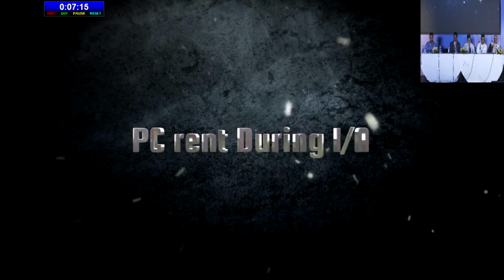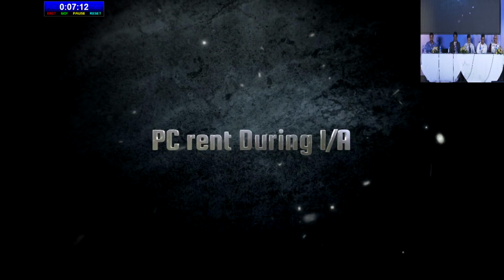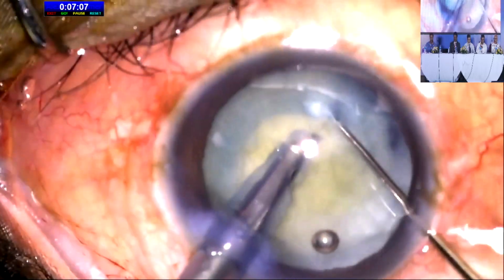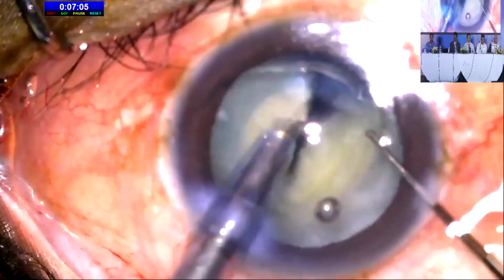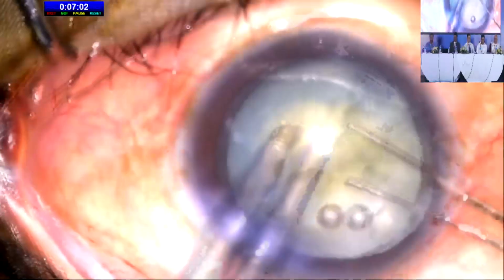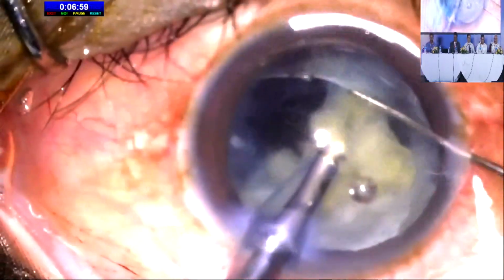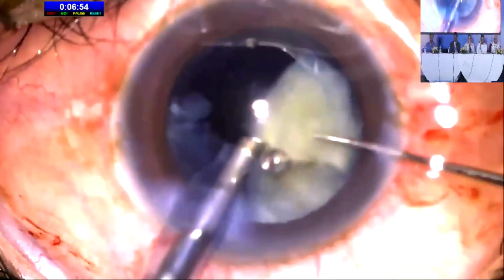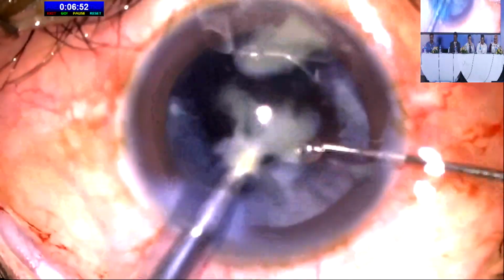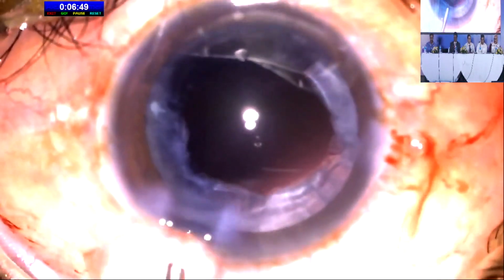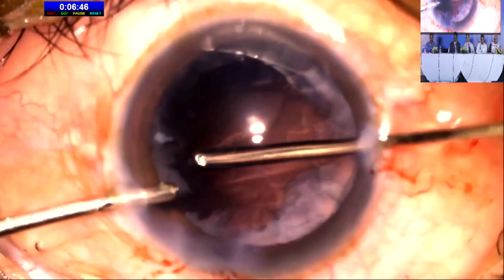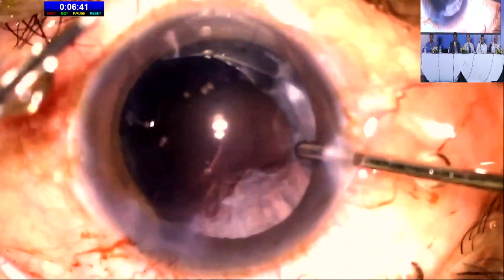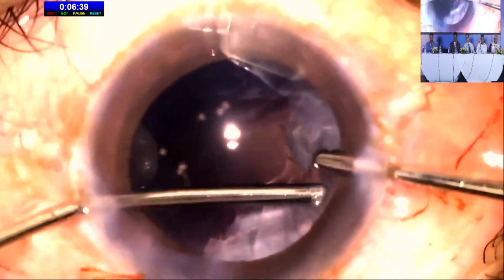In the next case, we'll see a PCR occurring during irrigation aspiration. So this patient who presented to us with a hypermature cataract had an uneventful nucleus management. We performed a direct chop technique, and each of the fragments was suitably downsized and emulsified. We then proceeded with the bimanual IA. The left half of the cortex was removed without any issues. Let's see what happens during the second half of the irrigation aspiration.